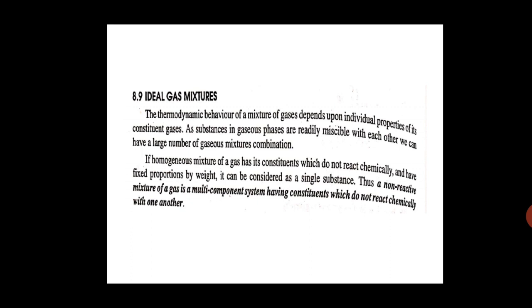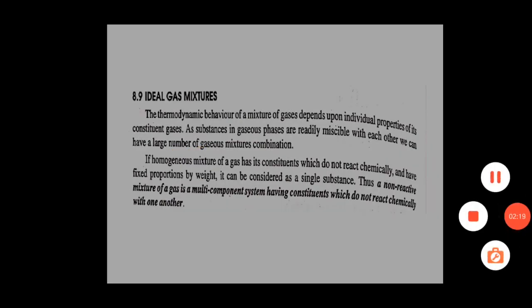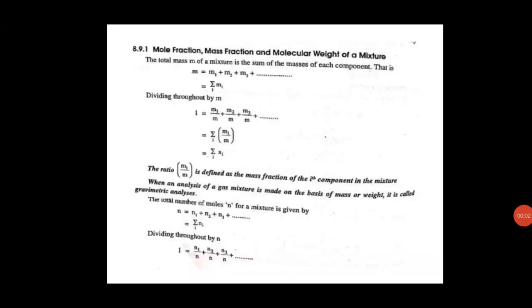Thus, a non-reactive mixture of gas is a multi-component system having constituents which do not react chemically with one another. Please understand, you can just think of air only. This is the ideal gas. Now we shall look into mass fraction, mole fraction and molecular weight of a substance, and then we will go to Amagat's law and Dalton's law.